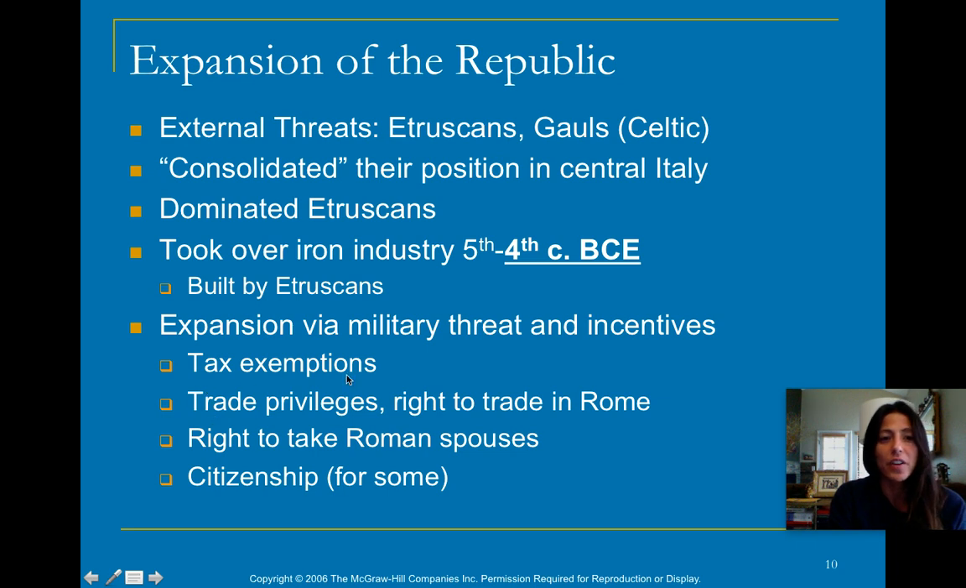For example, they're sometimes exempt from taxes, Roman taxes. They have the right to trade in Rome, so trade privileges. They can even take Roman spouses, and for some people, there is a pathway to citizenship to become a more dignified or respected member of society.